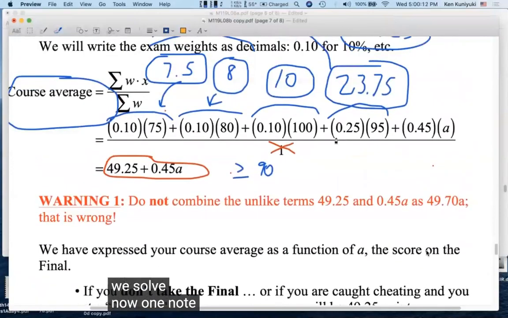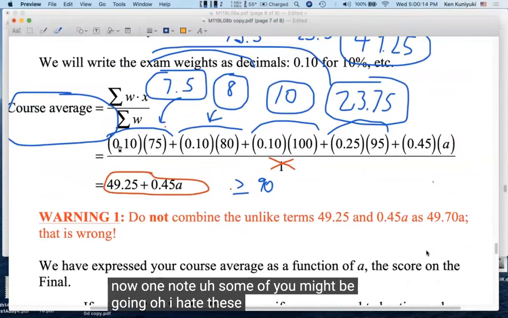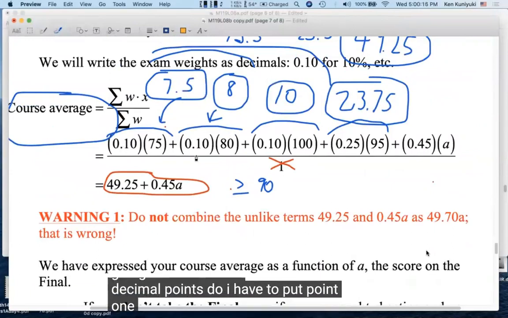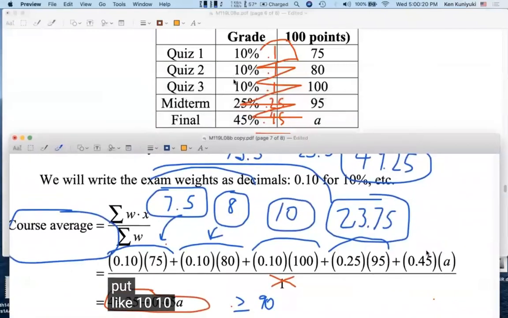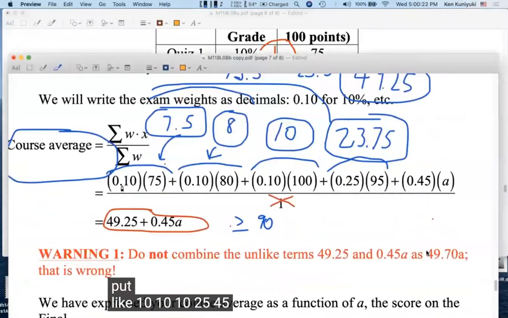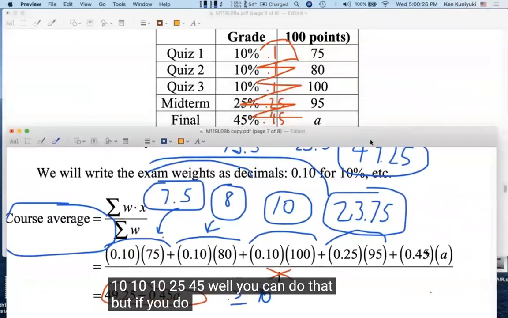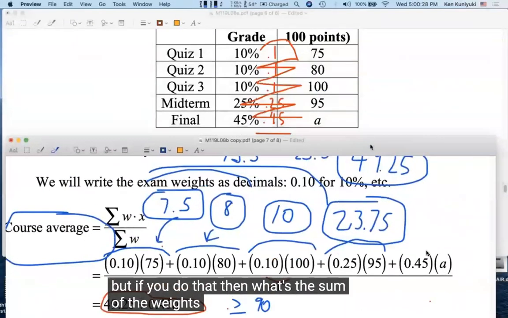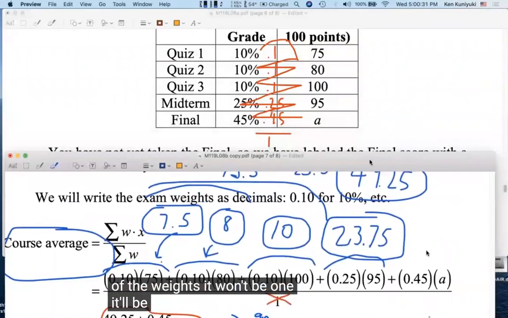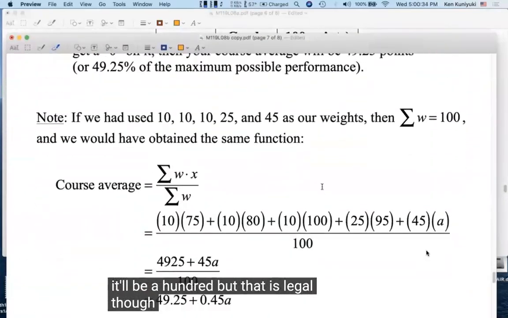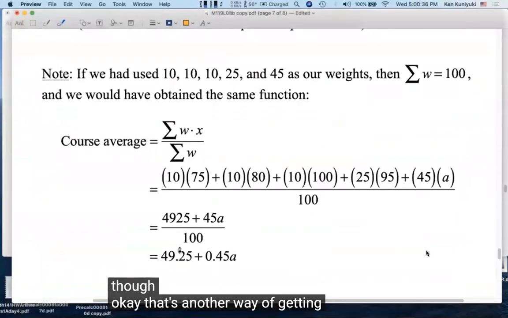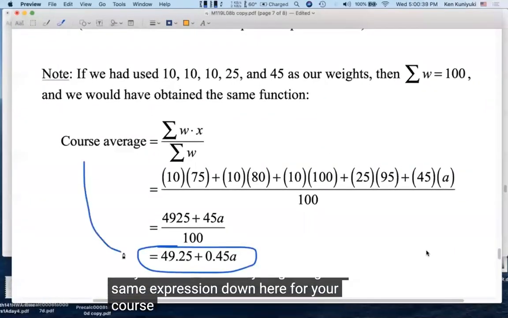Now, one note, some of you might be going, oh, I hate these decimal points. Do I have to put 0.1, 0.1, 0.1? Can't I just put like 10, 10, 10, 25, 45? Well, you can do that. But if you do that, then what's the sum of the weights? It won't be 1, it'll be 100. But that is legal though. Okay, that's another way of getting the same expression down here for your course average.